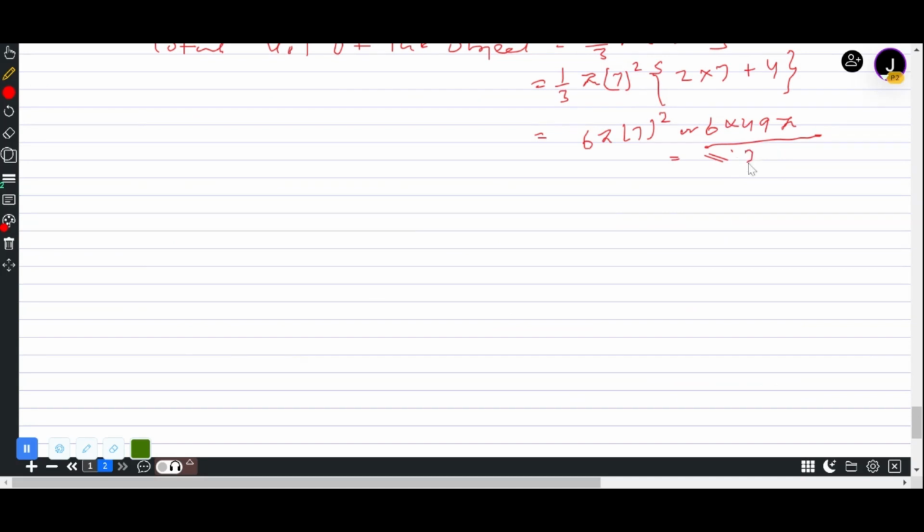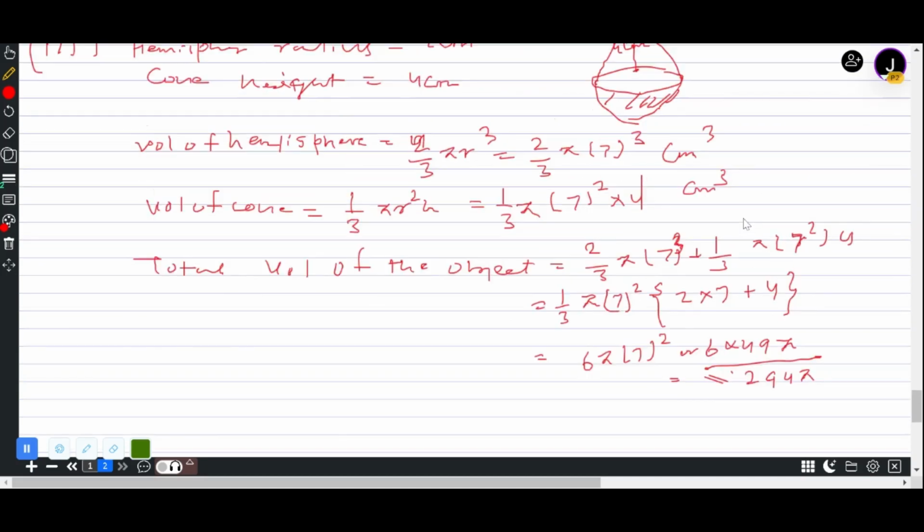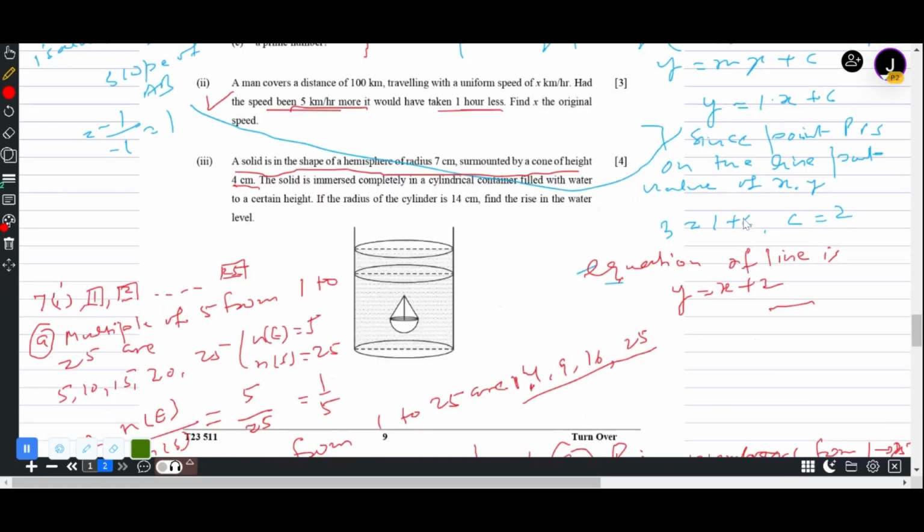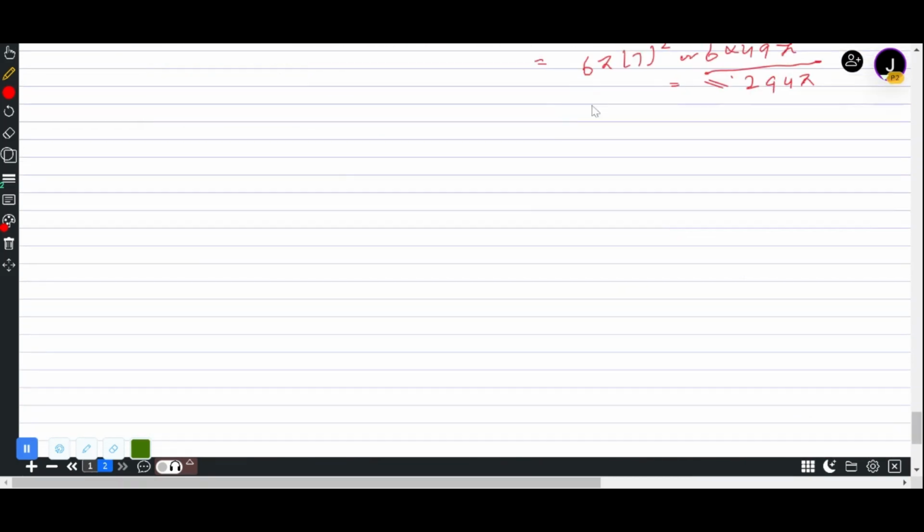Now we'll equalize the two. We know the volume of the object is 294 pi, and the volume of water replaced will be pi r square h. So pi is pi, r is 14, so pi into 14 whole square into h. h is the height of the water that has risen after the object is sunk into the cylinder. This is the height of the new water column which is added. There was some water already in the cylinder, but the water has risen. They are asking for the height by which the water has risen. So we will equalize the two.